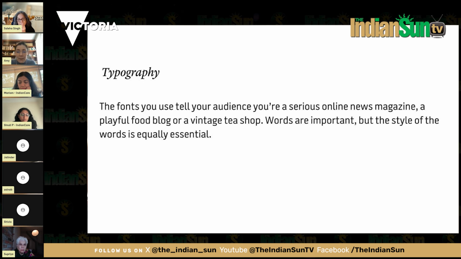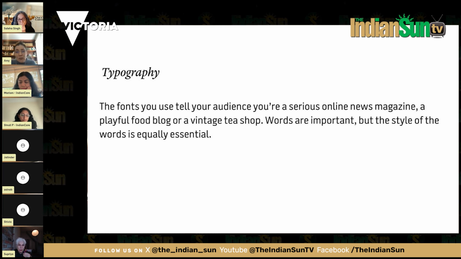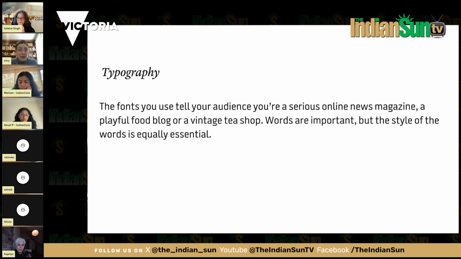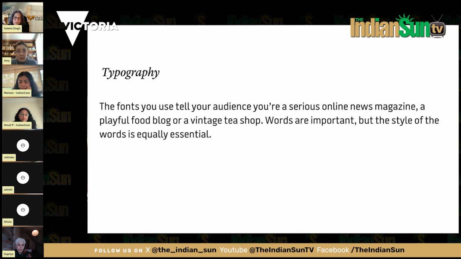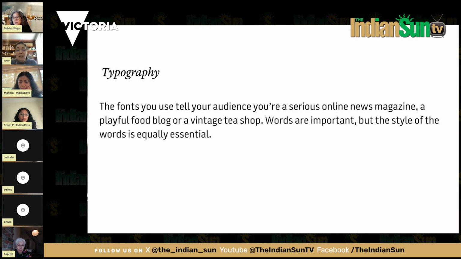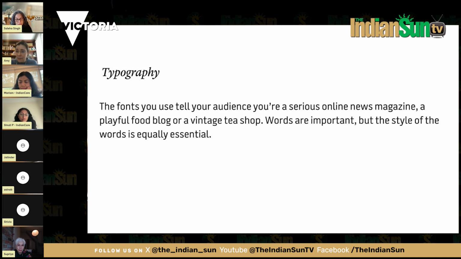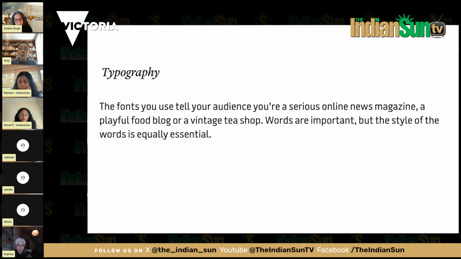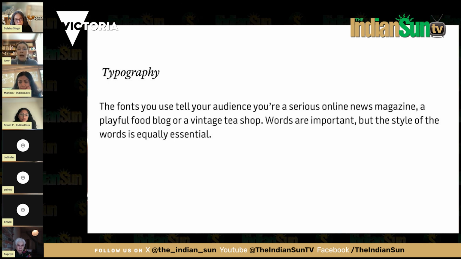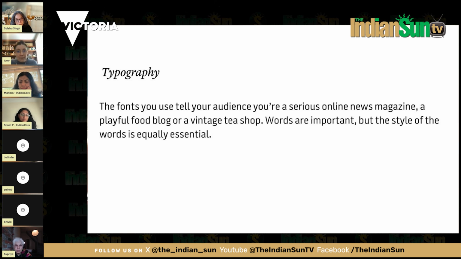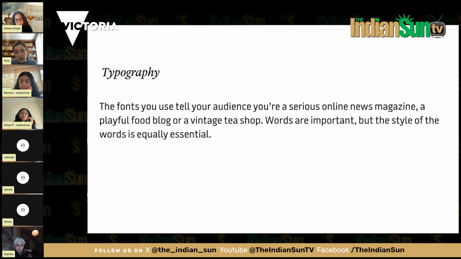And a really big part of design is typography. Fonts have a language of their own. So not only will you be reading the words, but the font has a language of itself. And whether you're a serious news magazine, a playful blog or a vintage tea shop, the style of the words will complement what you're writing. They can also detract from what you're writing as well.